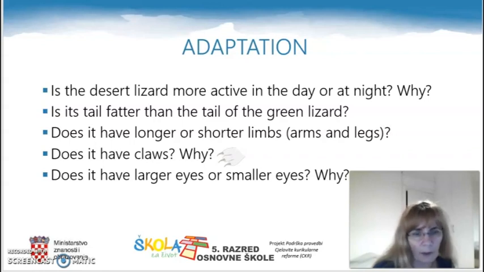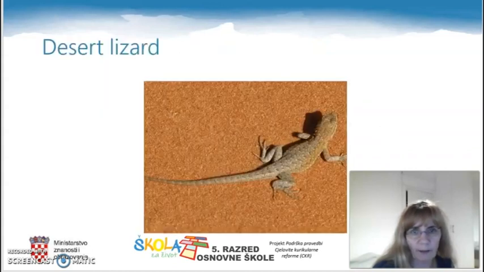Now draw a lizard adapted to the desert. And you can see the one here in this picture. And think about its color and think about the size of some parts of its body. And you may start drawing.